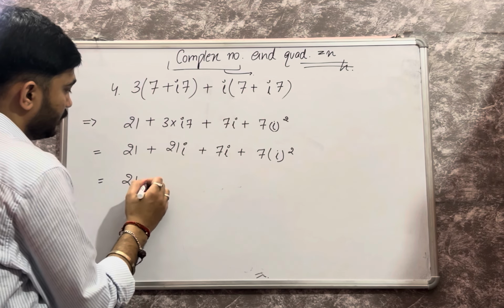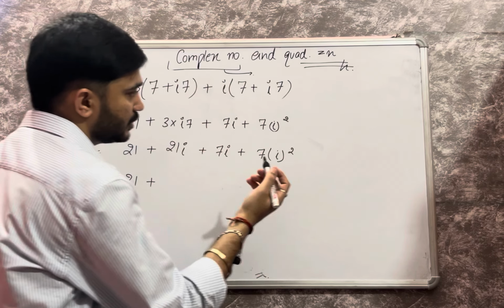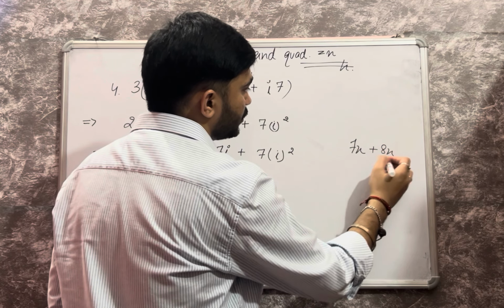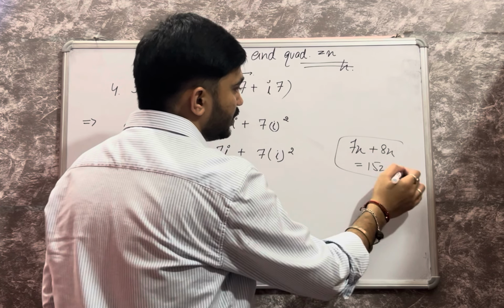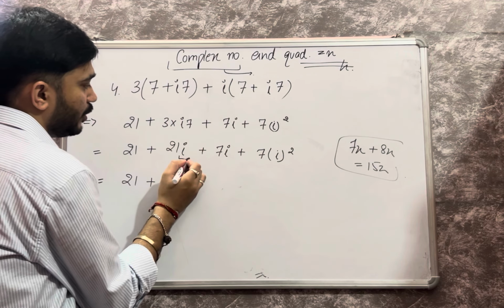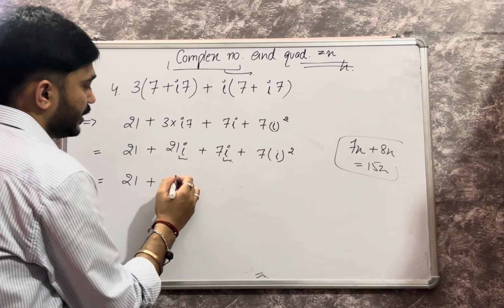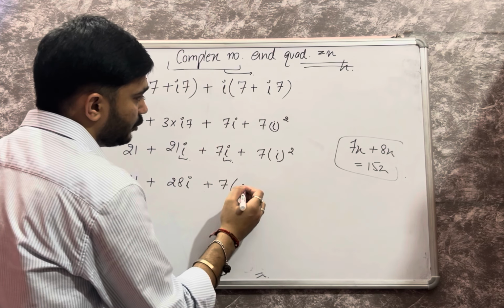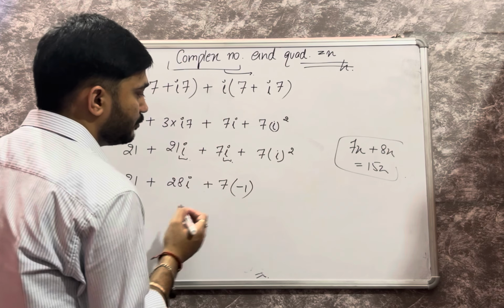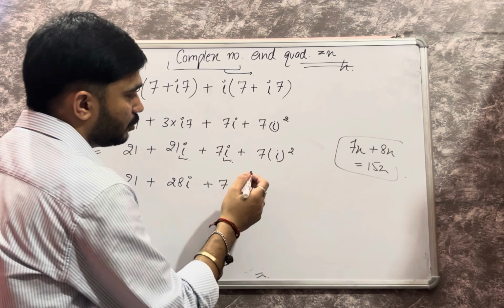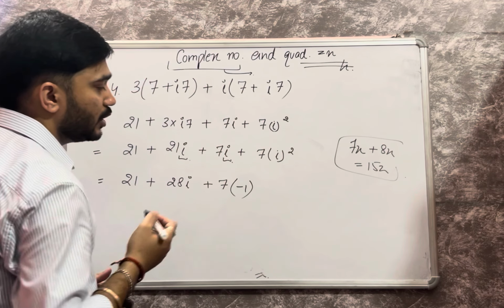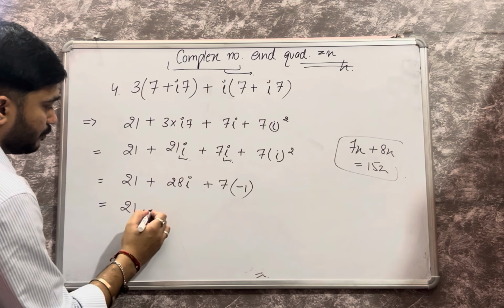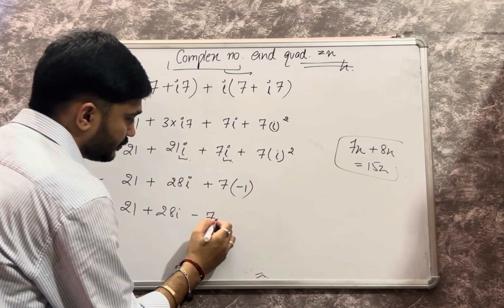So you will get 21 plus 21 iota plus 7 iota, just like you have solved this in your previous class. 7x plus 8x, you will get 15x. Similarly, here 21 iota plus 7 iota, take iota as a variable, will be 28 iota plus 7 into, write the value of iota square, you can directly write it as -1, or you can put the value of iota under root of -1 and then cut square into under root and you will get -1 as well. 21 plus 28 iota minus 7.